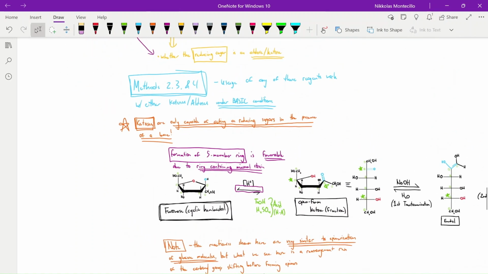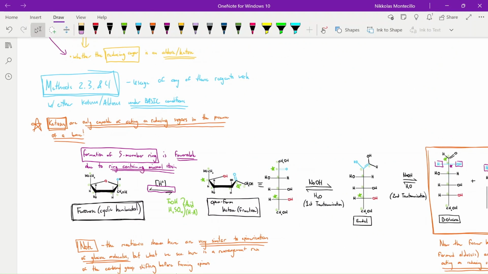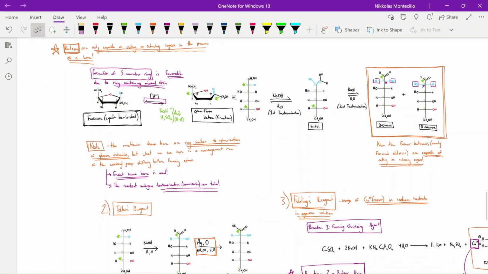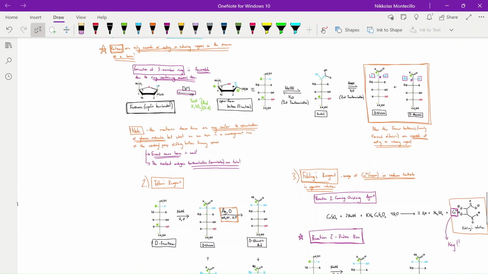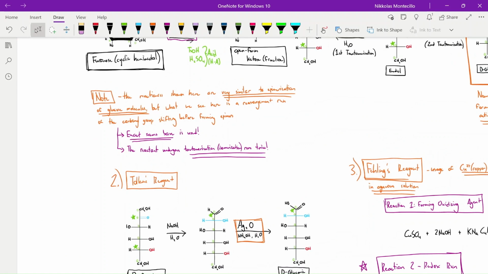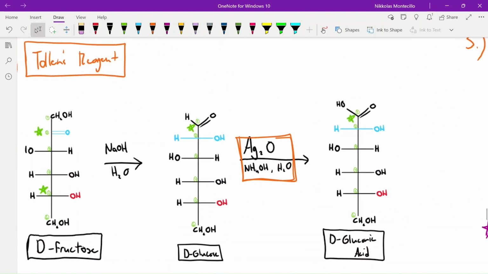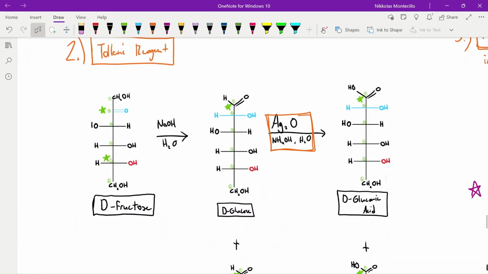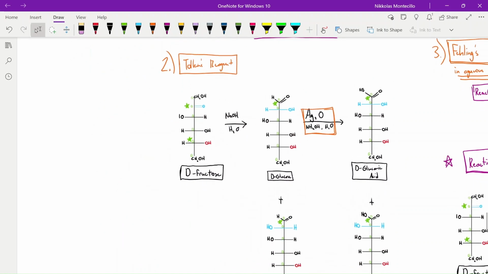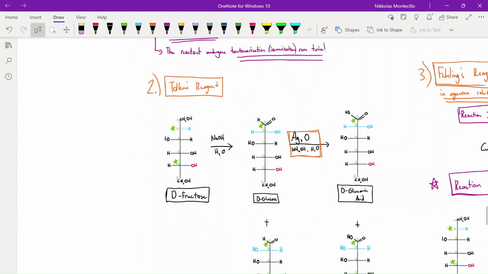So with this key idea in mind of knowing how to convert ketoses into aldoses using a base, let's consider some methods of oxidizing compounds. So we can see here, we can use Tollens' reagent. Now, Tollens' reagent involves the use of silver in the presence of ammonium hydroxide in aqueous solution, or in this case water.